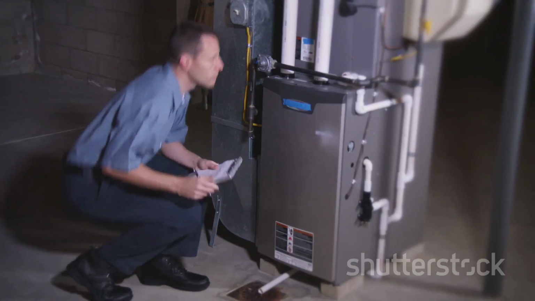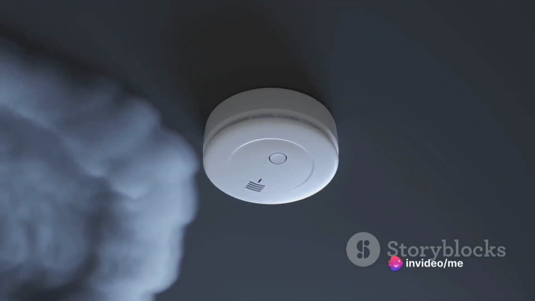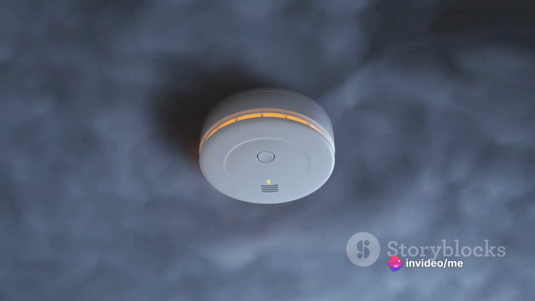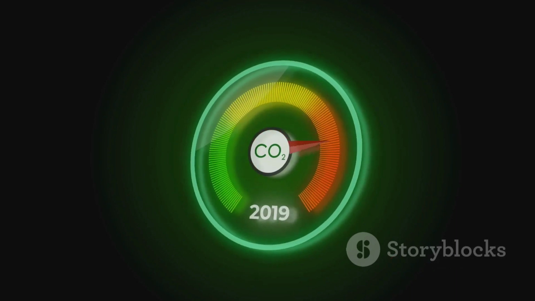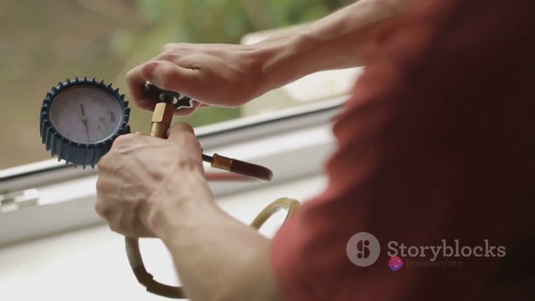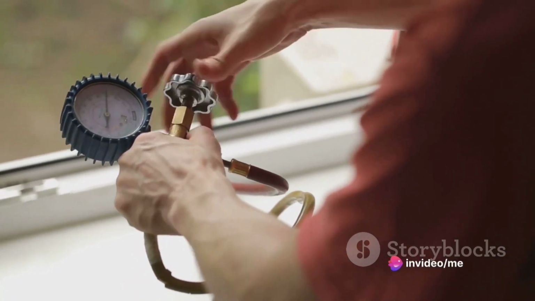Next, we have the first line of defense, carbon monoxide detectors. These devices are easy to install and can provide early warning of dangerous carbon monoxide levels in your home. They should be placed in sleeping areas and near any potential sources of carbon monoxide. But remember, detectors are not a substitute for proper use and maintenance of appliances.